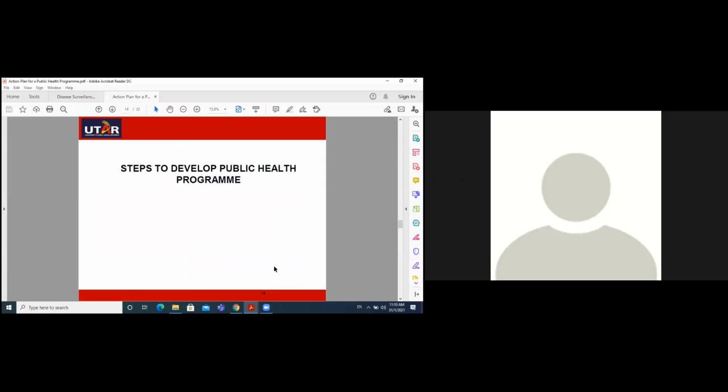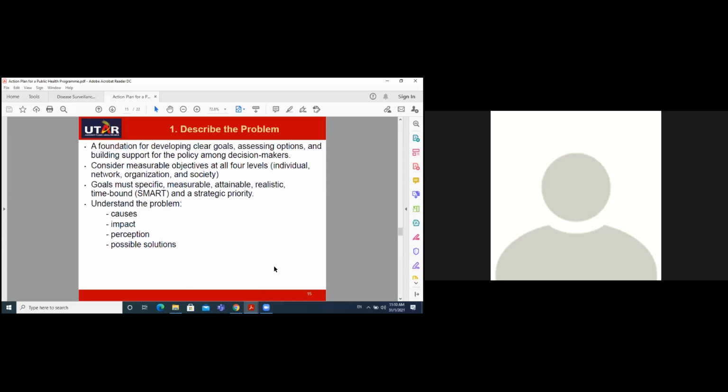So the steps to develop a public health program here, we have 8 steps. Firstly, we need to describe the problem. Before a public health officer prepares the public health policy, we need to know the disease causing this potential health risk to the population. So we need to describe the problem here.